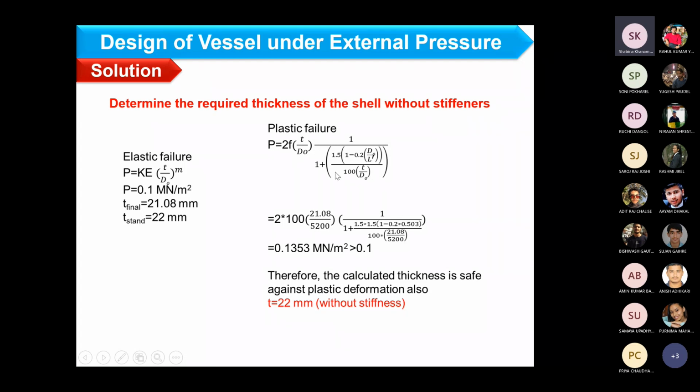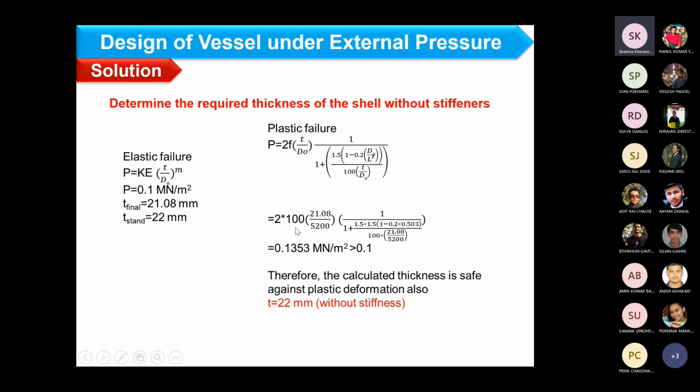So the plastic failure expression is this. Okay, here we have considered this because Do by L is less than 5. Okay, Do by L over here is 0.503, right? So we will use the expression where Do by L is less than 5. So this is the expression.